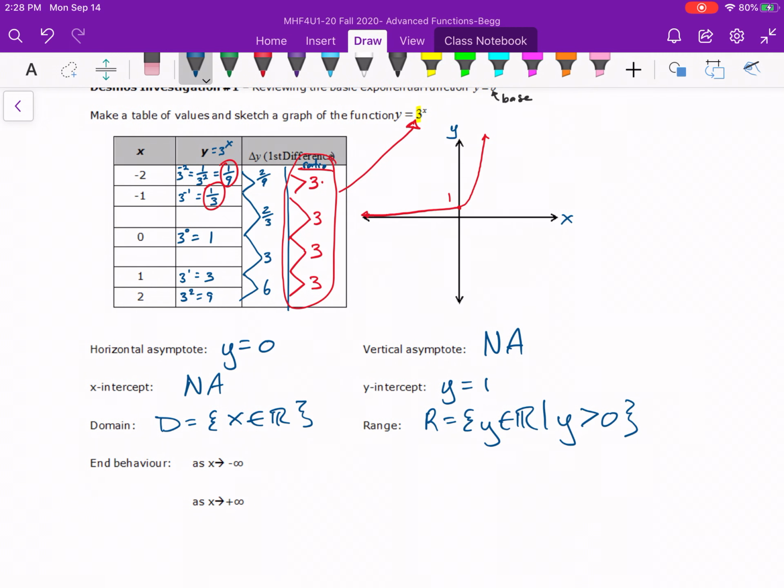The end behavior, we have to use proper end behavior format here. As x goes towards negative infinity, so if we start at the origin and go this way, we can see that the y value is getting closer and closer to 0 from above. So y approaches 0 from above. If we start here and go this way, we can see that as x approaches positive infinity, y is getting bigger and bigger. It's approaching positive infinity as well.